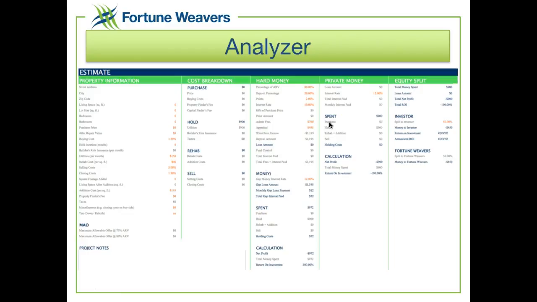Now, when you send deals to us in the future, you're going to include the analyzer with it, along with your comps.